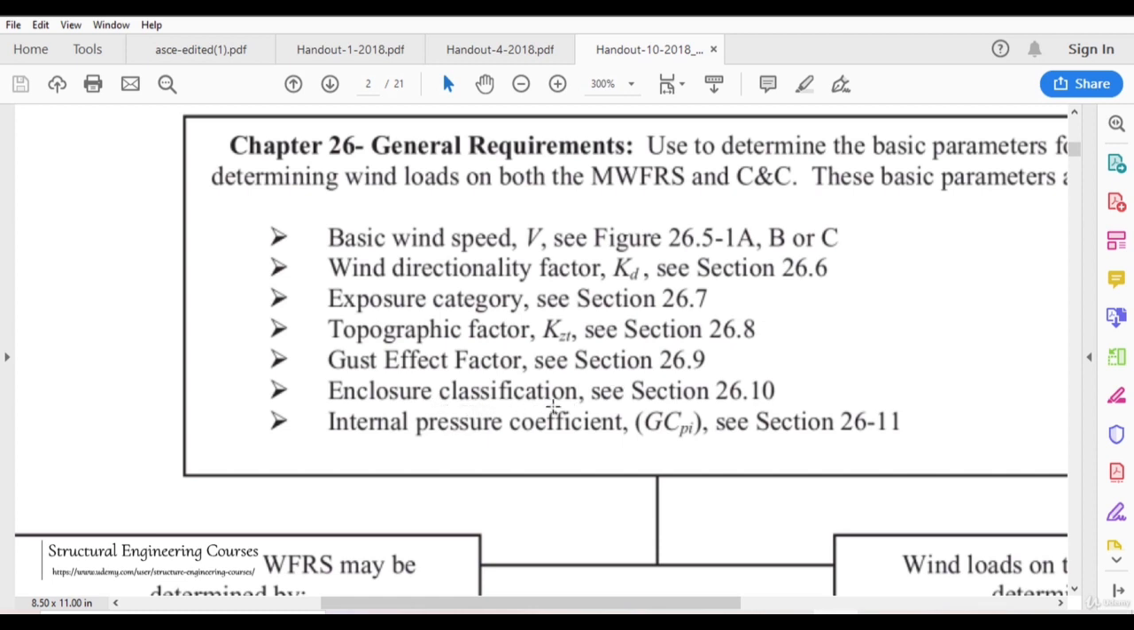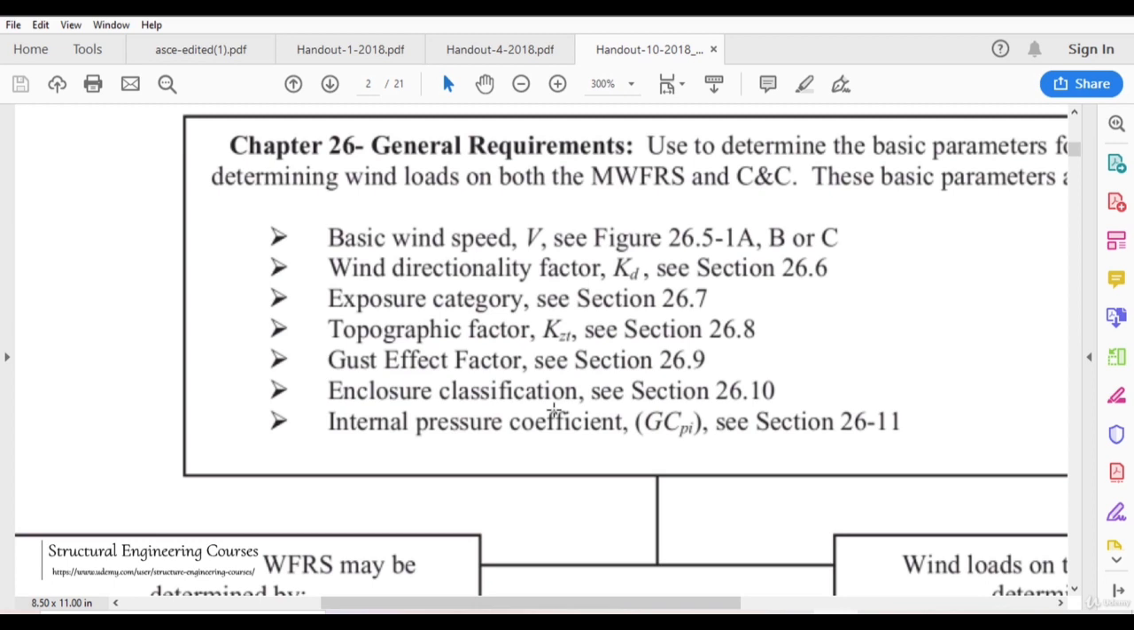So after that, enclosure classification. Enclosure classification is something that we can say is common sense. Common sense says that for a structure that is enclosed from all sides, the internal pressure coefficients might be different. For a structure that is open from all sides, there shall not be any internal pressure.